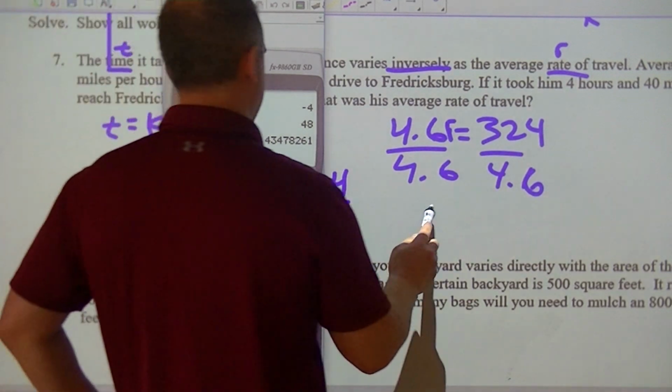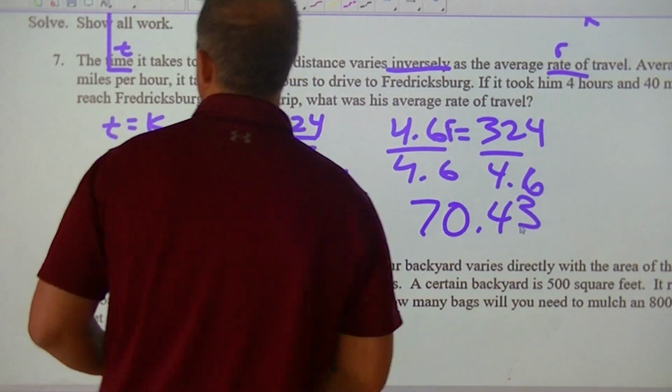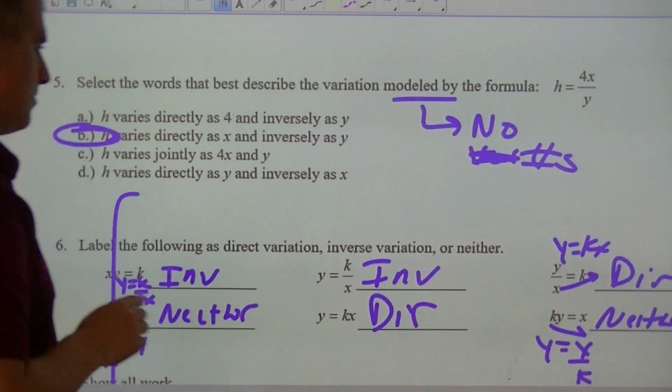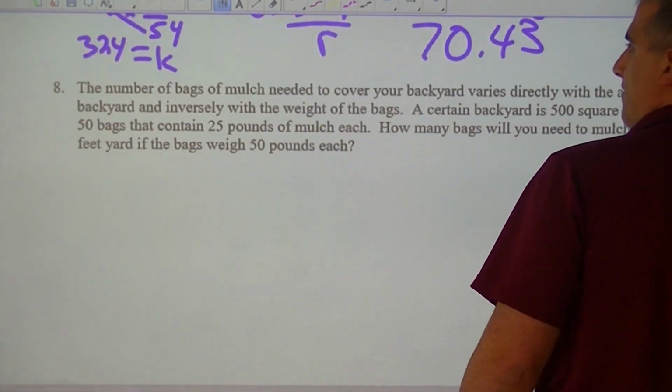I get 70.43. Okay, moving on to this one. We've seen this problem before.